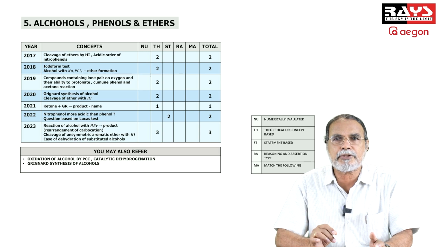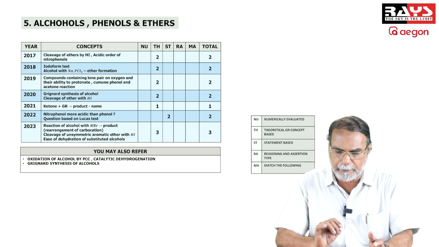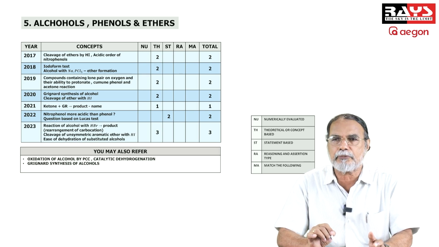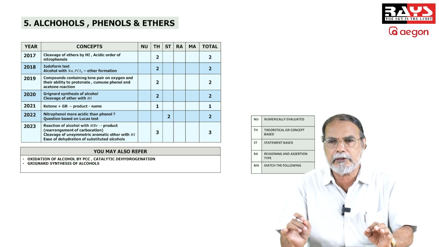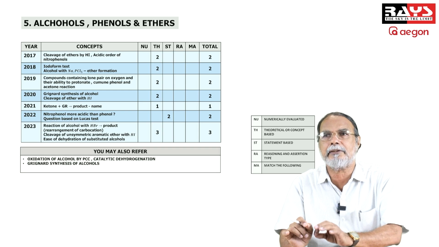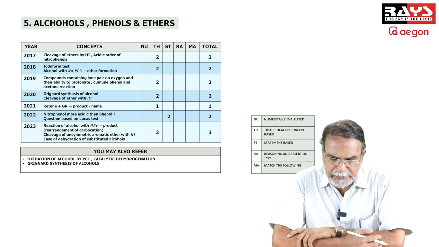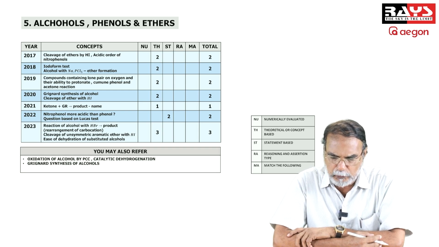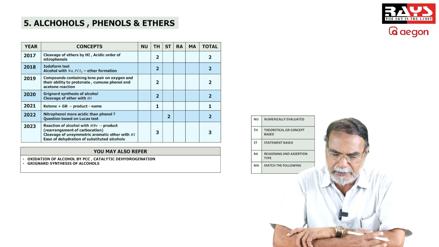And there was also a question on the reaction of alcohol with sodium, alcohol with PCl5, and how to get an ether between these products. The sodium alkoxide and alkyl halide will give an ether. In 2019, there was a question on compounds containing lone pair on oxygen and their ability to protonate. For example, an alcohol or phenol. Such compounds were given, and the question was, which of them will protonate easily? That was a question asked.